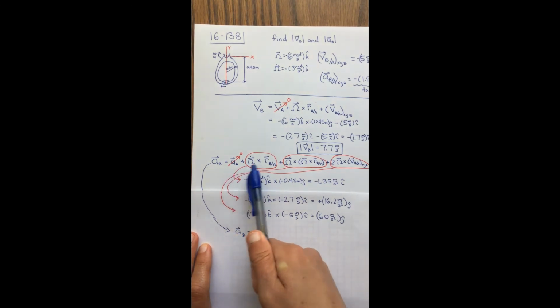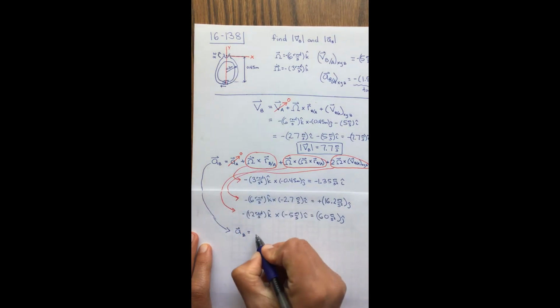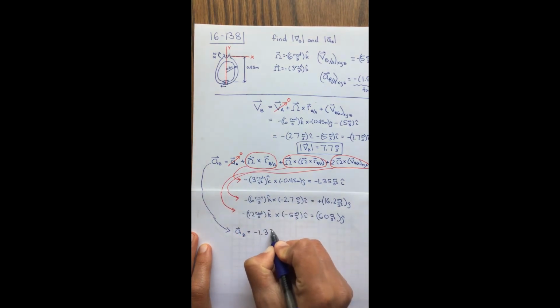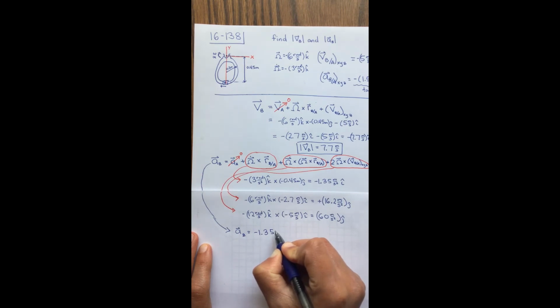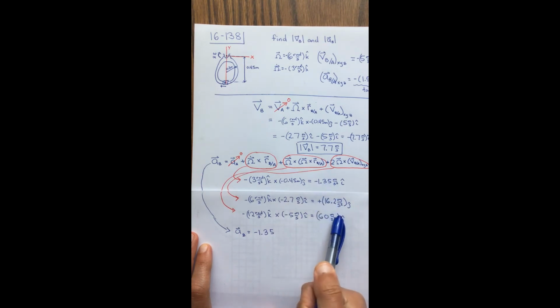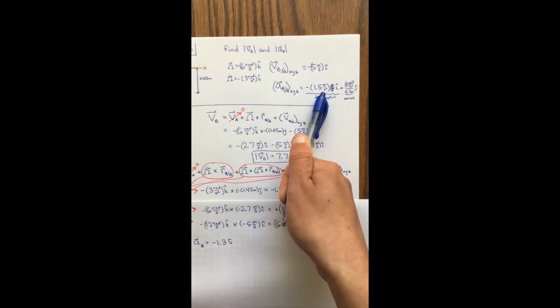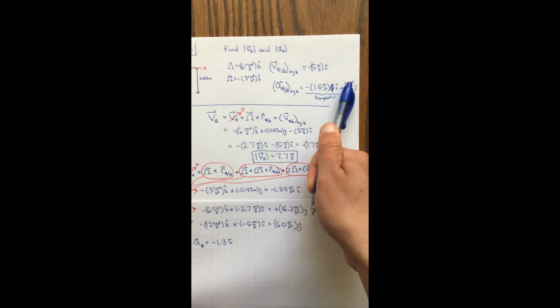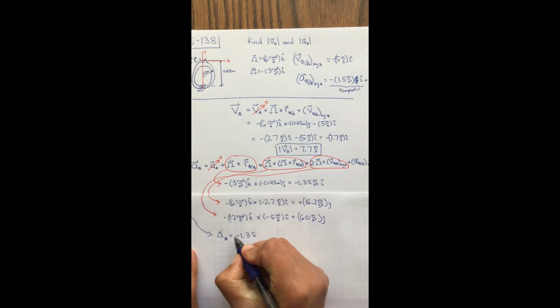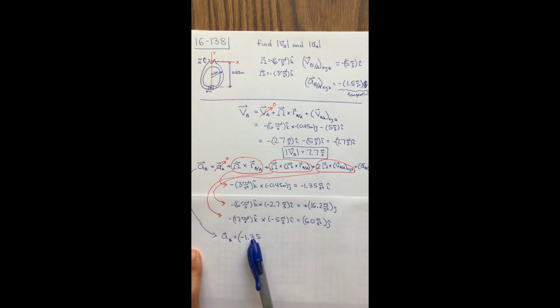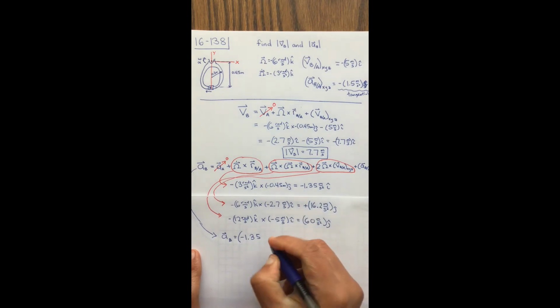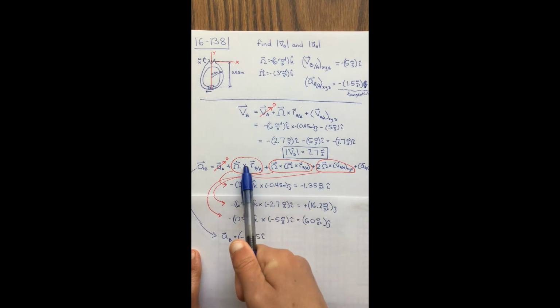Okay, so this first term is 0. The second term is negative 1.35. Everything's in meters per second squared. If I do meters squared over second squared divided by meters, that's in meters per second squared also. So let's put the units at the end. And this is negative 1.35 in the I hat direction. That's for this term here.